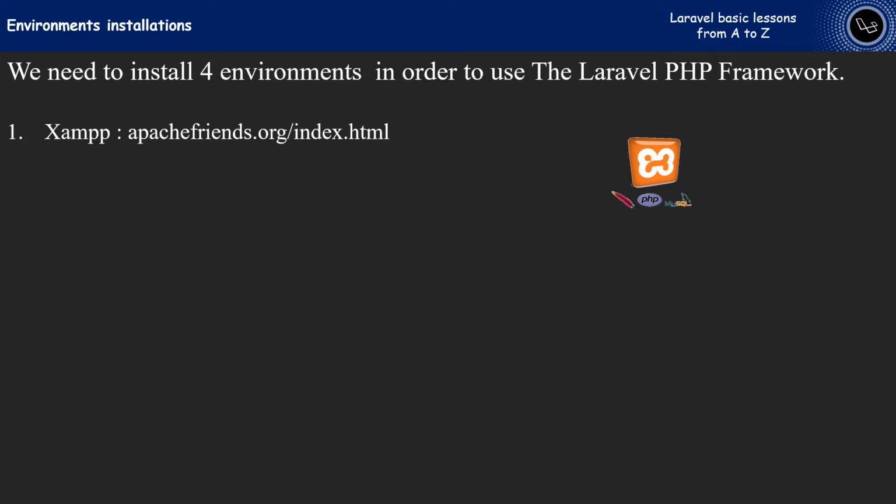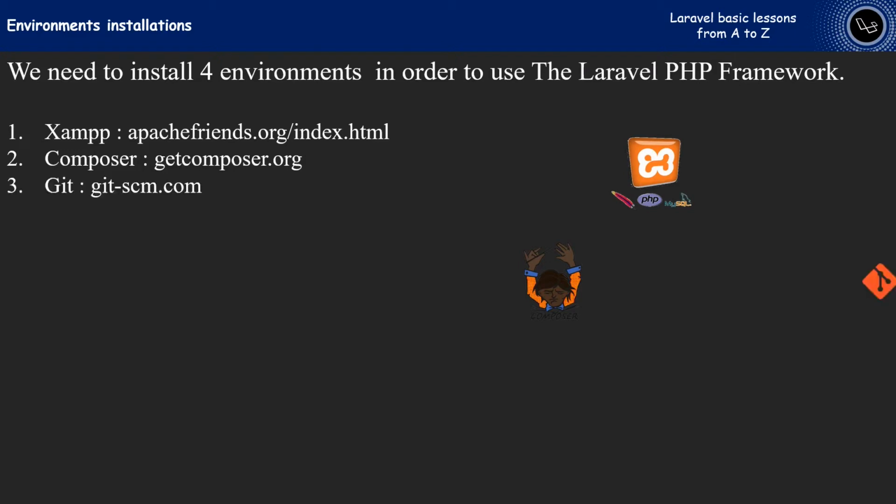You need just to put this URL and you are going to be redirected to the XAMPP website where we can download XAMPP. The second thing, we are going to download Composer. You need just to put getcomposer.org. The third thing is Git, and we are going to be using Git during our course as terminal.